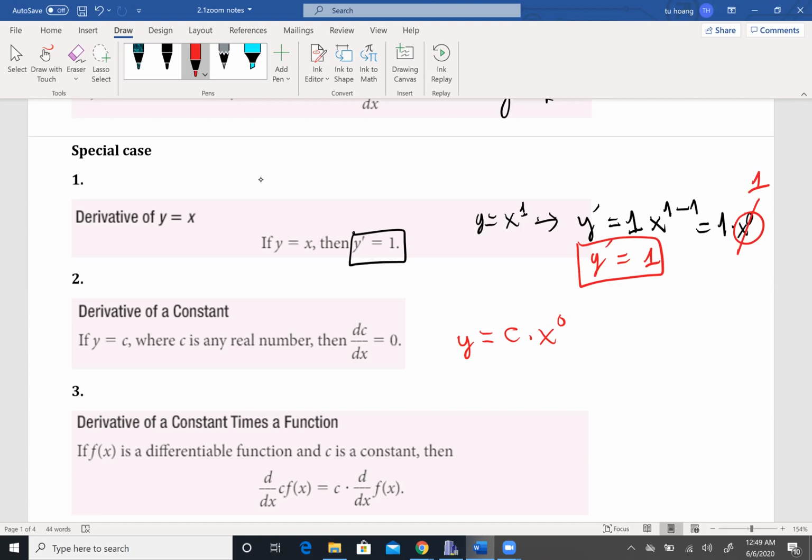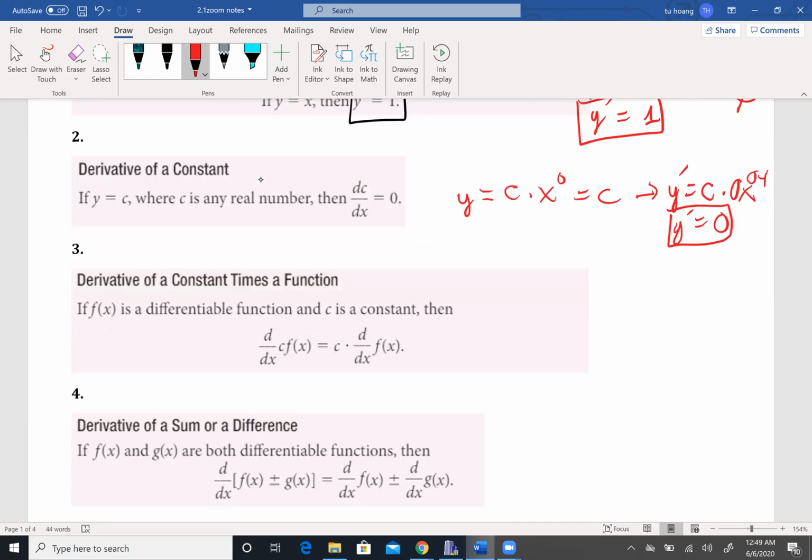So that is a reason why you can have y equal to c. And when you take the derivative of that, if you consider x power 0 here and put that 0 down, you can easily have y prime equal to c times 0 times x power 0 minus 1. But since there is a 0 here, everything multiplied with 0 is going to be equal to 0. So y prime has to be equal to 0 for this case. All right.